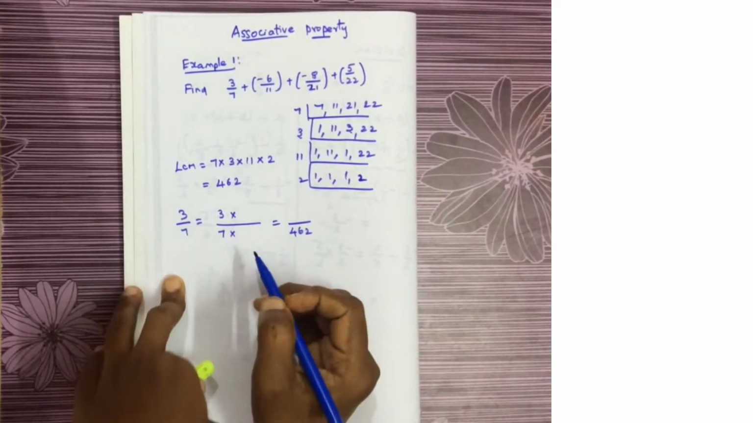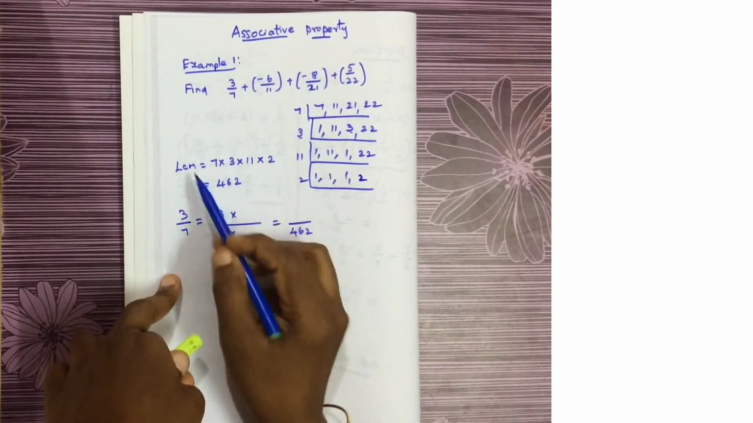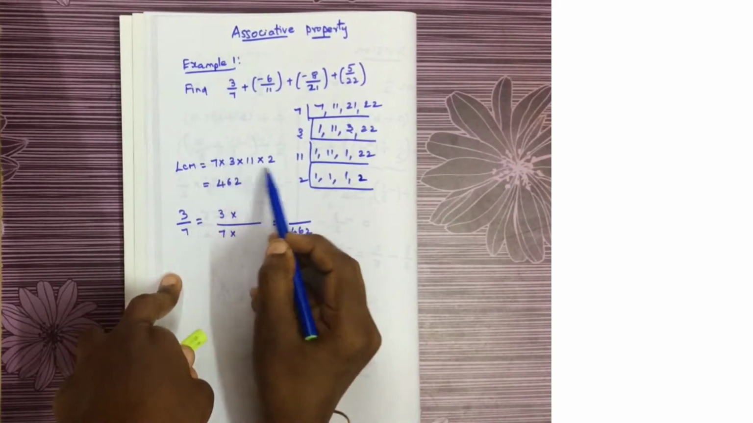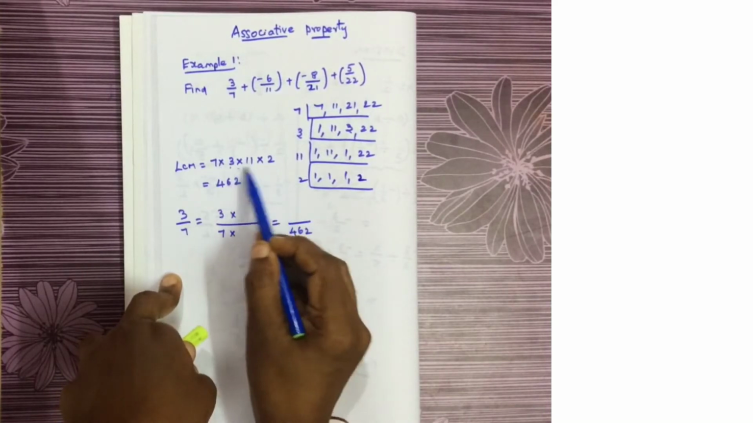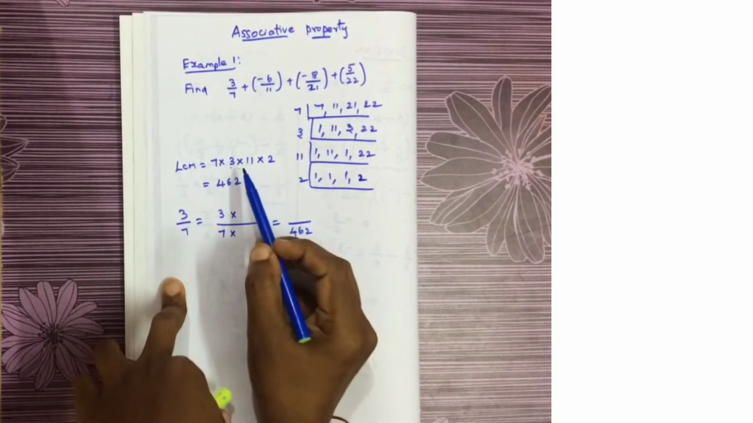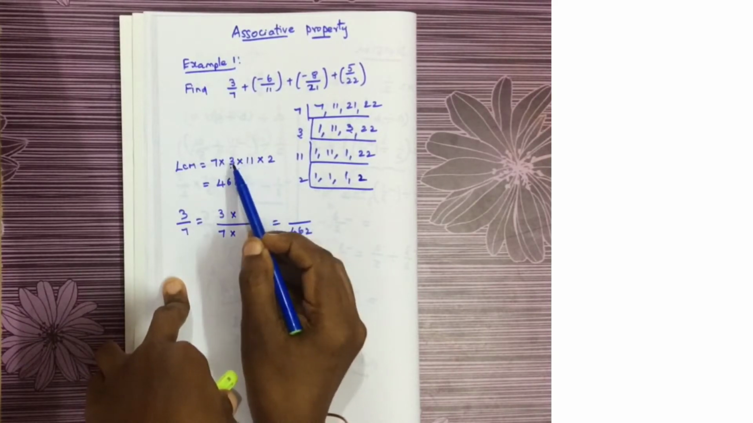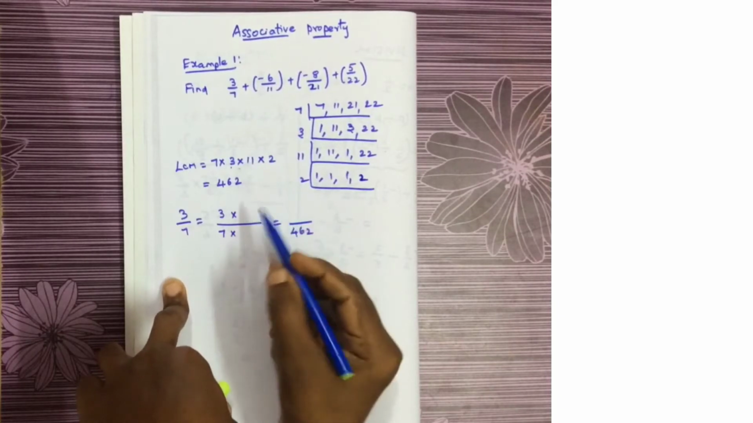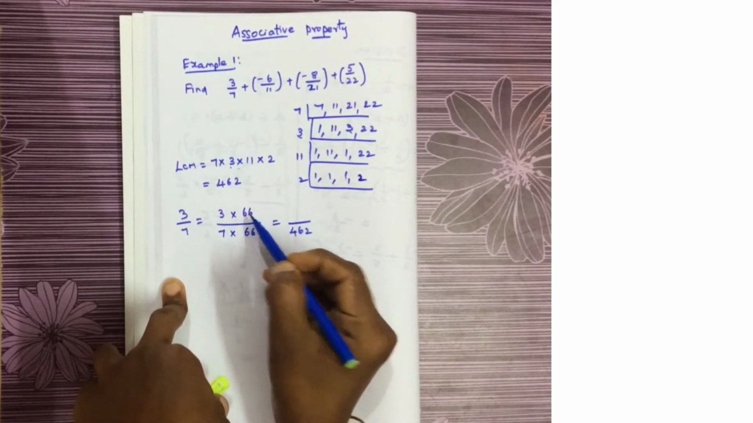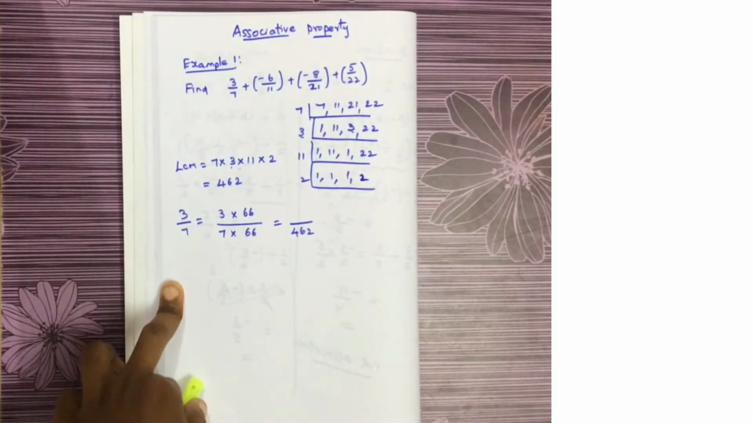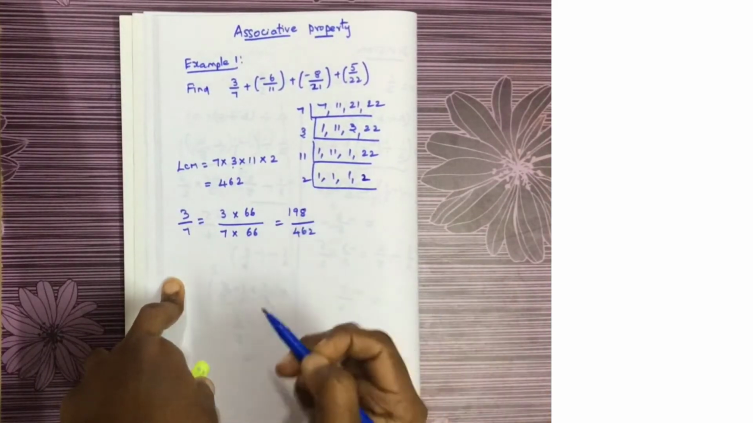Now we have to check what should be multiplied here. From here it is easy to find out: 7 multiplied by this number is 462. 3 twos are 6, 6 into 11 is 66. So 7 multiplied by 66, and also 3 multiplied by 66. What is 3 multiplied by 66? It is 198. You can check it.